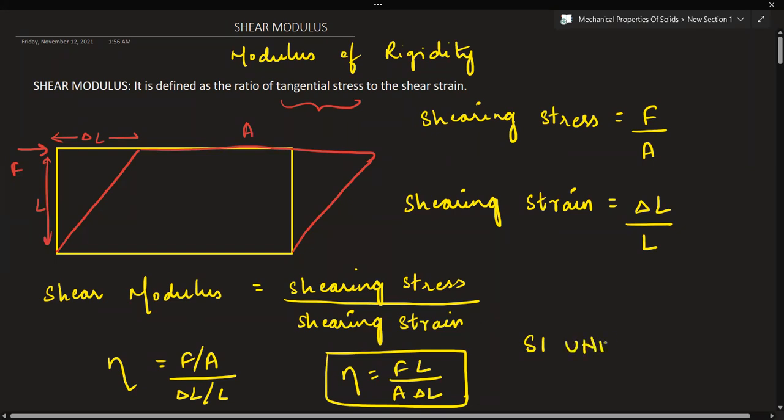Okay. And the SI unit. Yes. What is the SI unit? Pascal. Good. Because L would again get cancelled, it would be Newton per meter square, and Newton per meter square you can also say as Pascals. Just note this page.